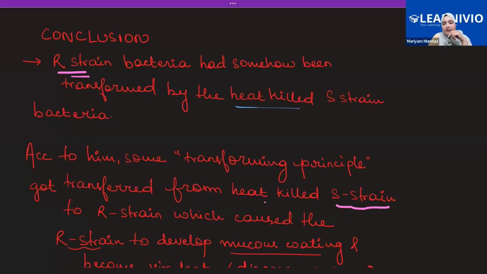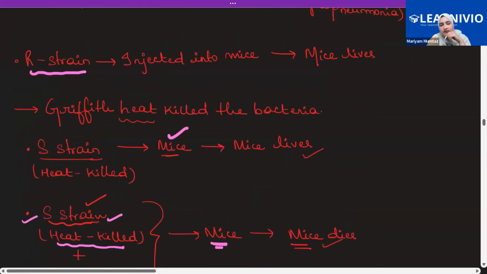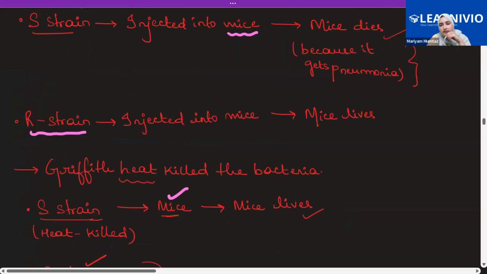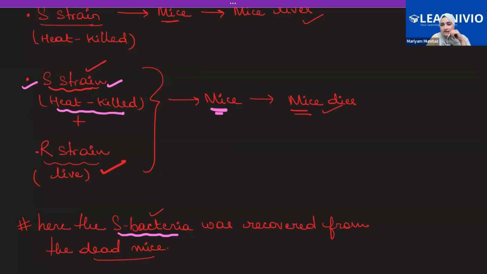So according to him, some transforming... Can you tell again? See, the first two conditions, you understood? Yeah, this part I understood. So when he took a mixture, a combination of the heat killed S and living R, the mice died.